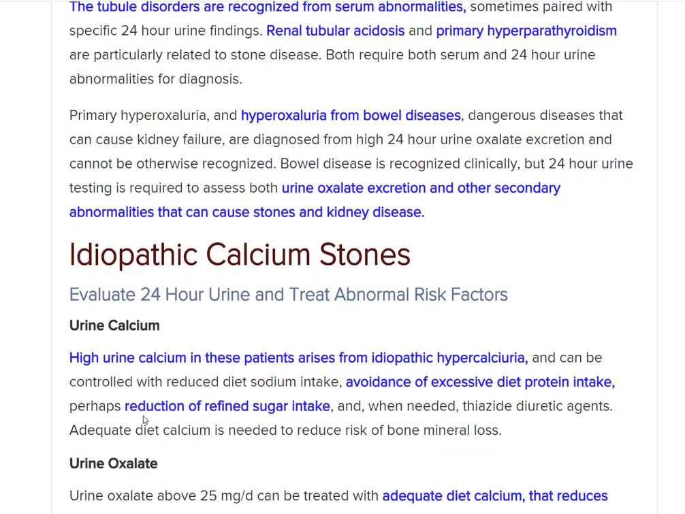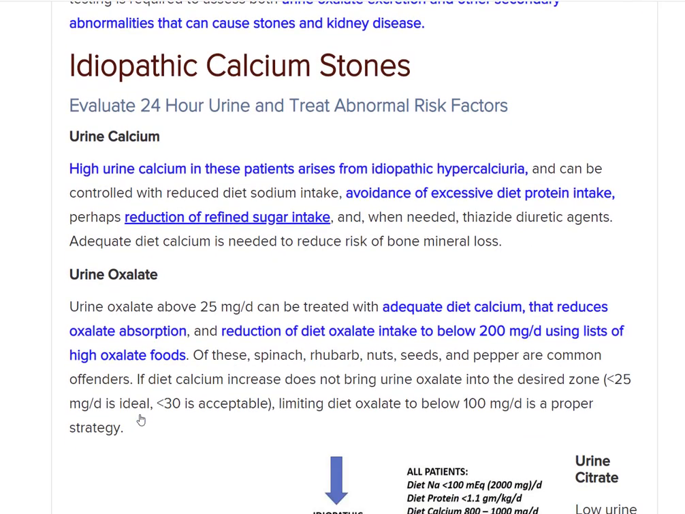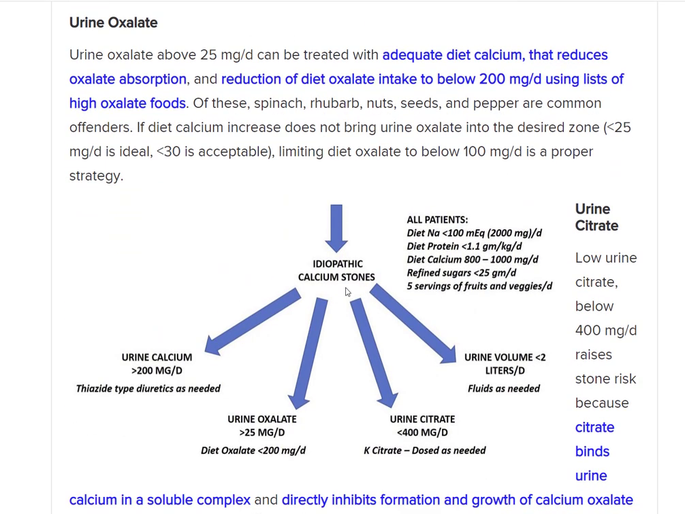In the event you have the common calcium stone, the main causes are fairly straightforward, and here they are. A high urine calcium, above 200 milligram a day. You've seen that already, that's the first video. High urine oxalate, above 25 milligram per day. You've seen that in the video. A low citrate, below 400 milligram a day. You saw that in the video. A urine volume that's under 2 liters a day, and you saw that.